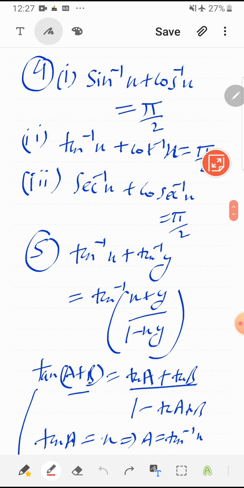Next is tan inverse x plus tan inverse y is equal to tan inverse of x plus y upon 1 minus xy. Now clearly the shape of the formula will tell from which trigonometric formula it has been derived.